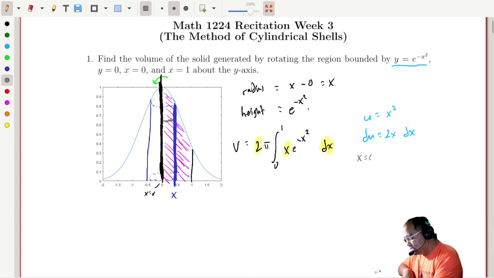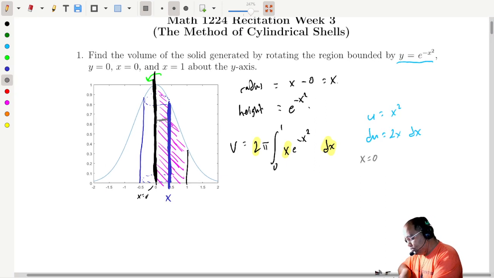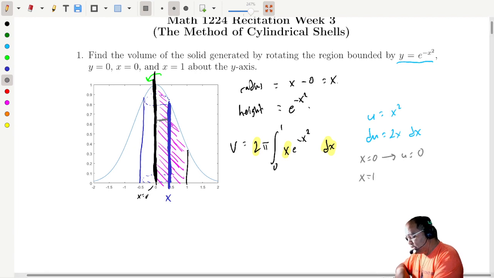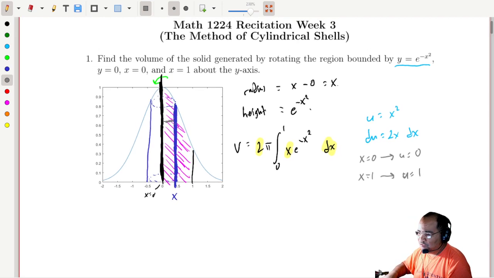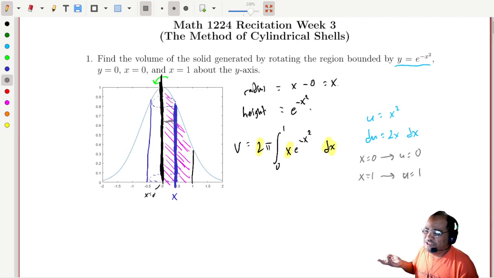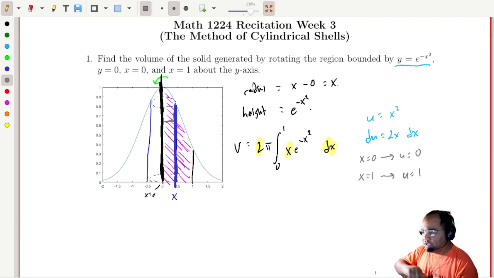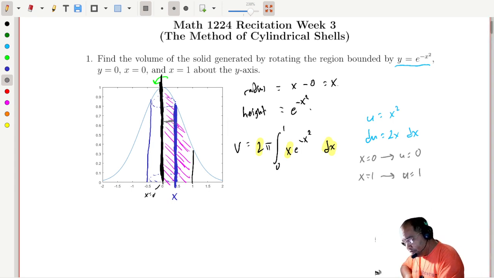So when x is equal to 0, we get that u is equal to, well, plug it in to our substitution, 0 squared is 0. Likewise, when x is equal to 1, well, u is 1 squared, that's just 1. So our region of integration actually didn't really change. But we still have to go through this and make sure we change our variables. They have different meanings.